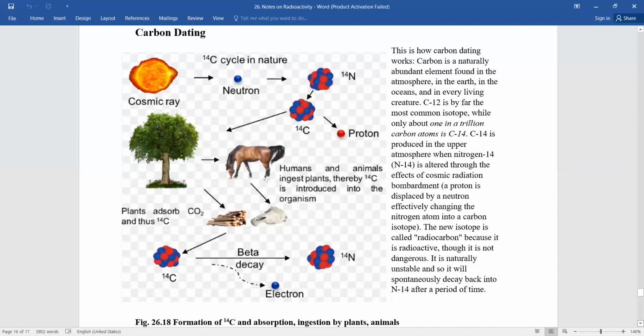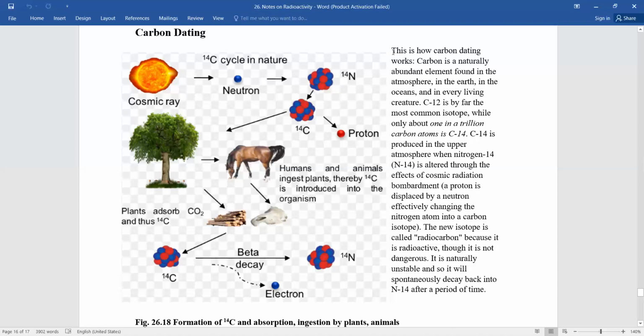This one we are having here in the discussions, and it's also written in the diagram. You first read this description, then check out the diagram, then you'll understand. Okay, read. This is how carbon dating works.